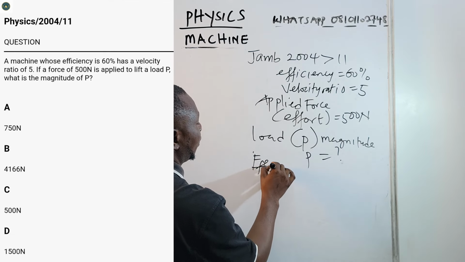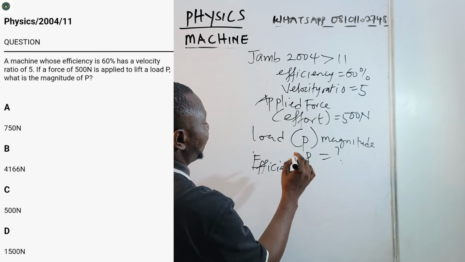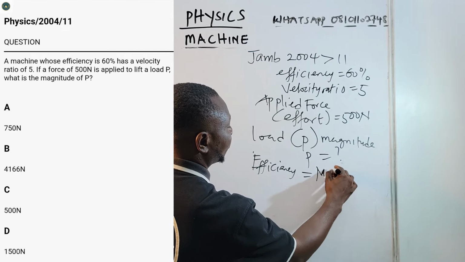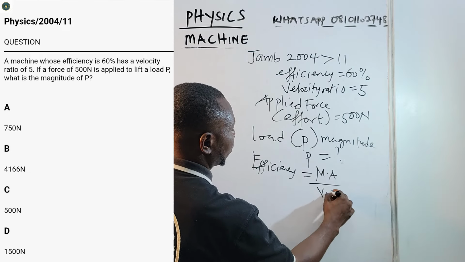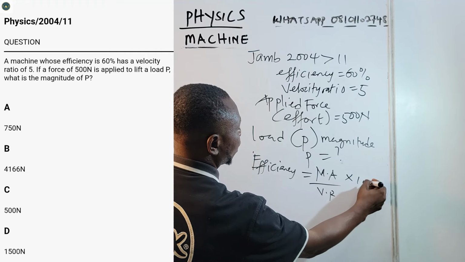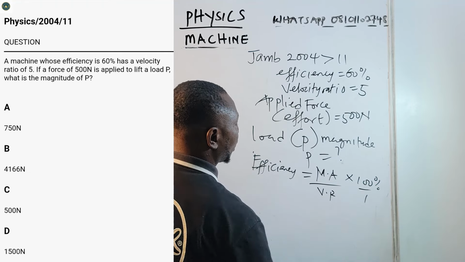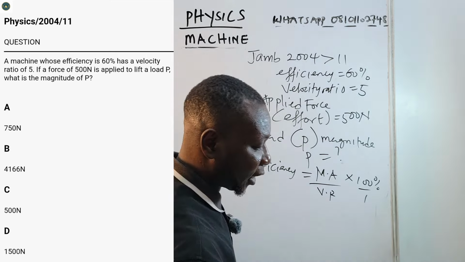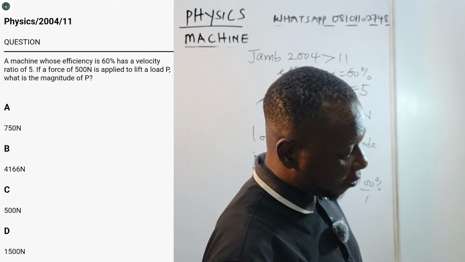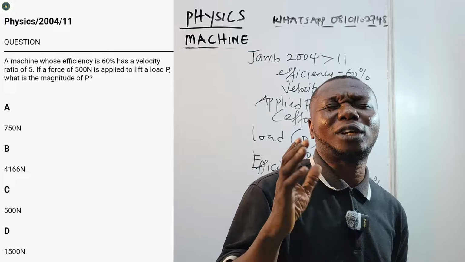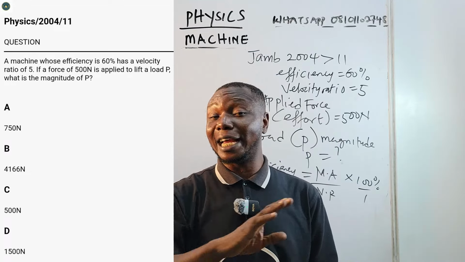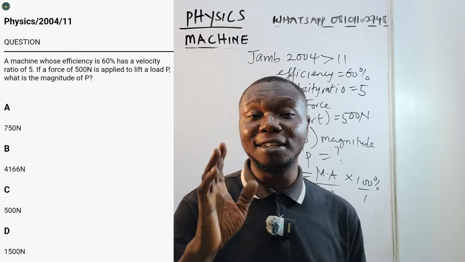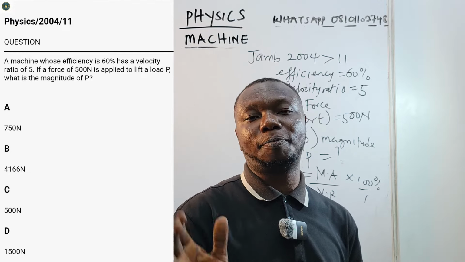So that means that efficiency becomes mechanical advantage over velocity ratio times 100% over 1. Now, the efficiency is 60%. Remember, an efficiency of 100% is for an ideal machine, and practically, there's no ideal machine. For an ideal machine, the efficiency is 100%.